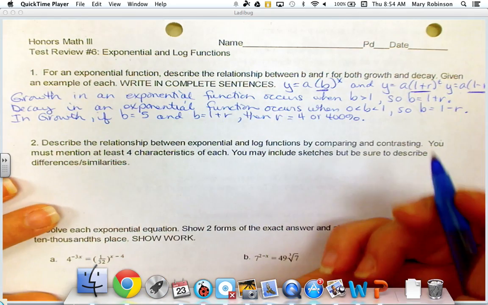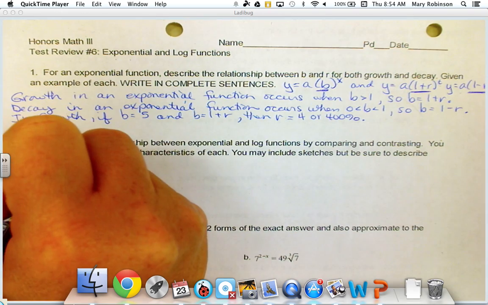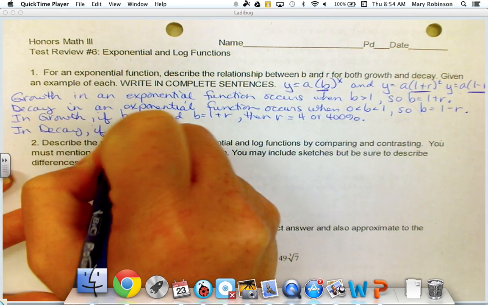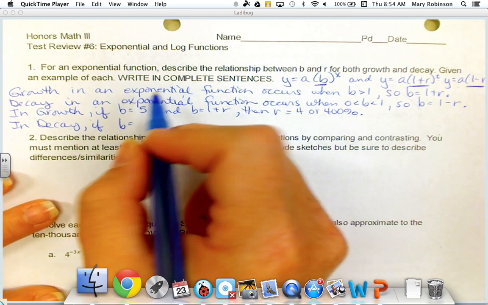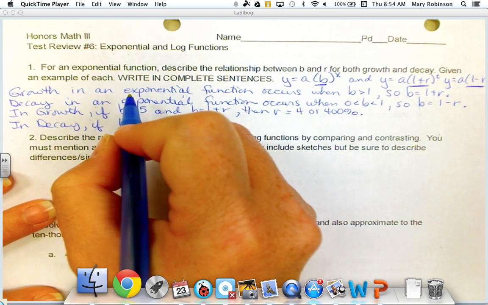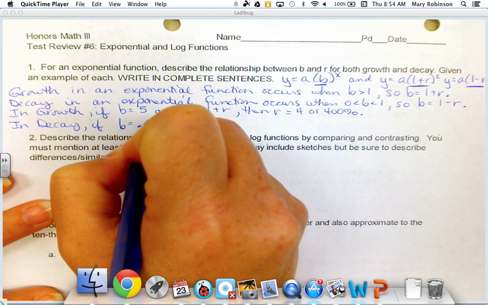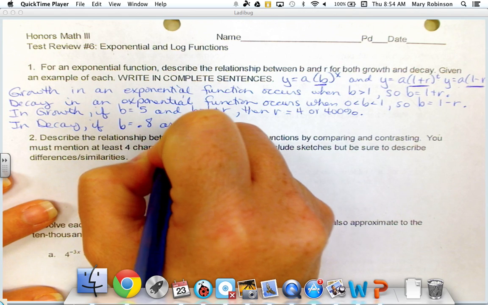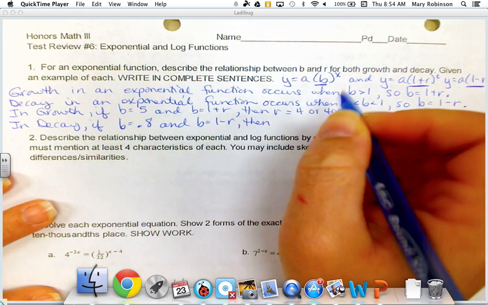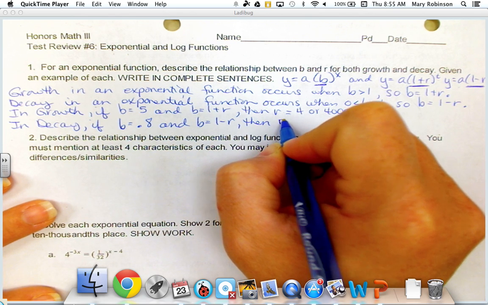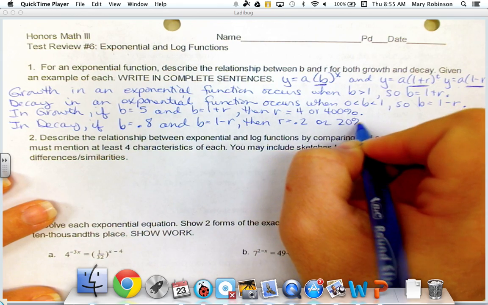Okay? And then also in decay, if b equals, and do not use 0.5, please use a value other than that, like, let's see, if b is 0.8, maybe, and b equals 1 minus r, then r equals 0.2, or 20%.